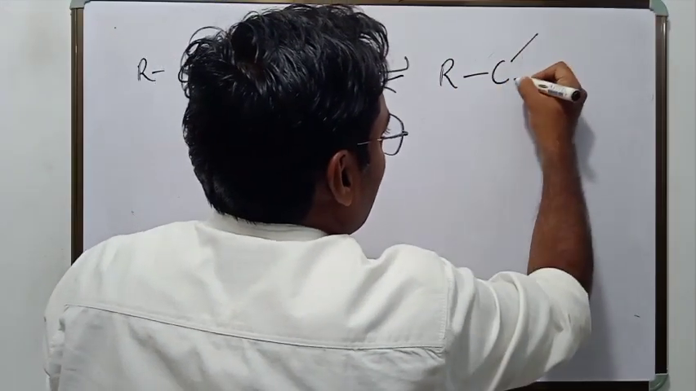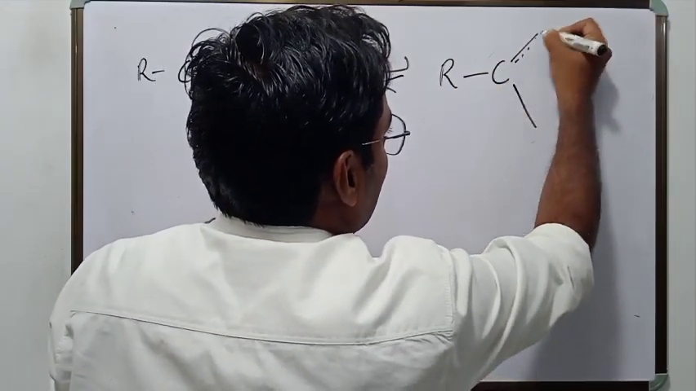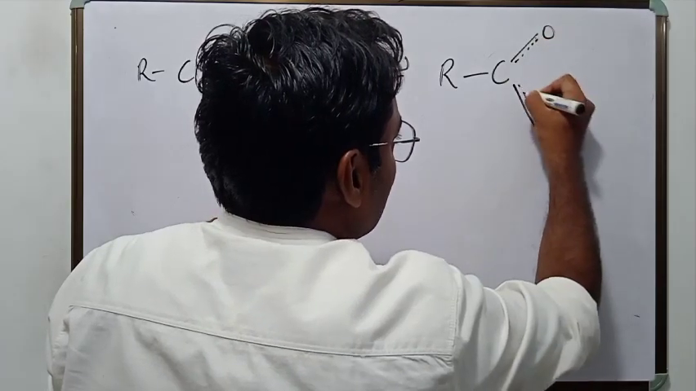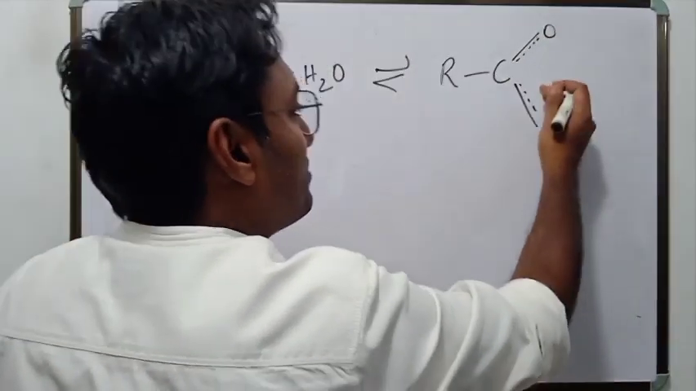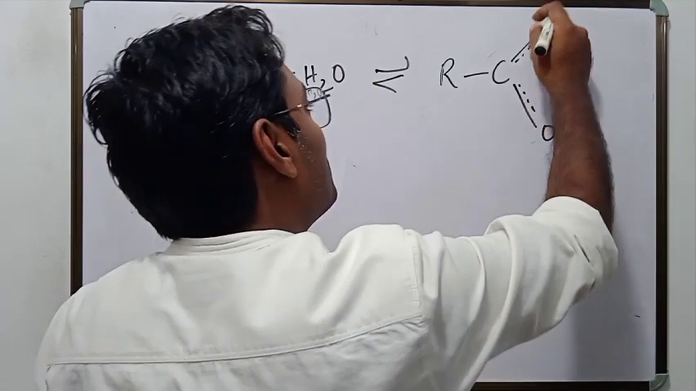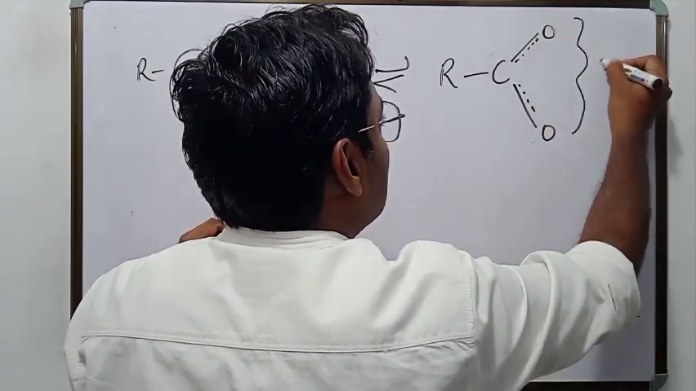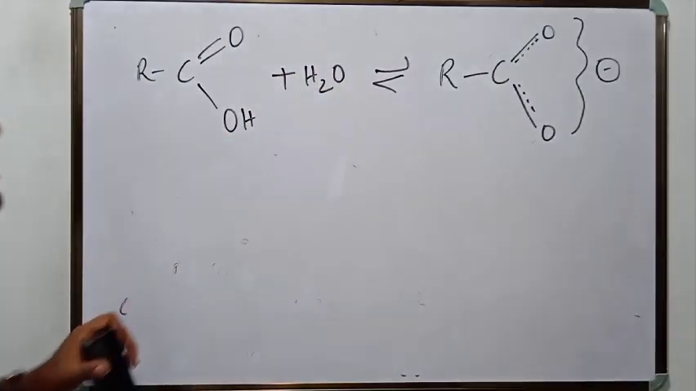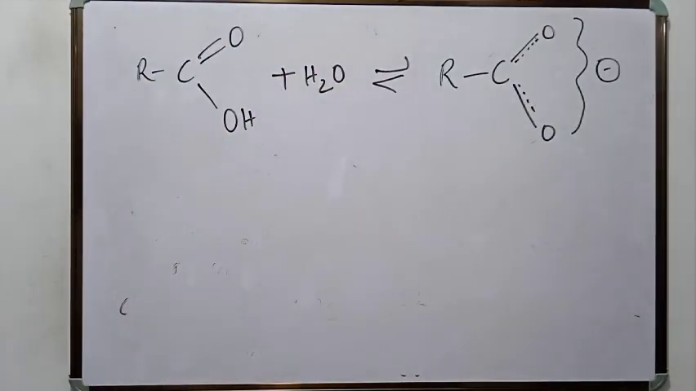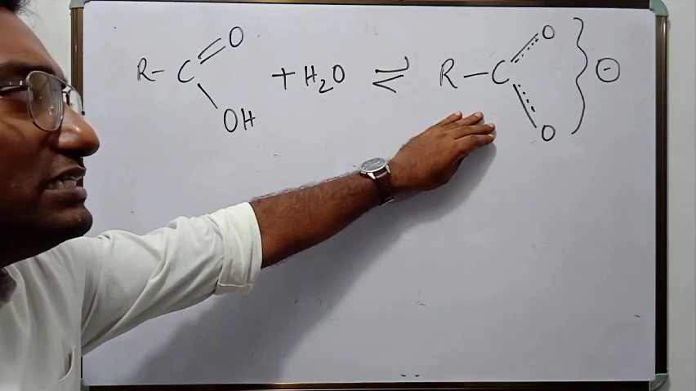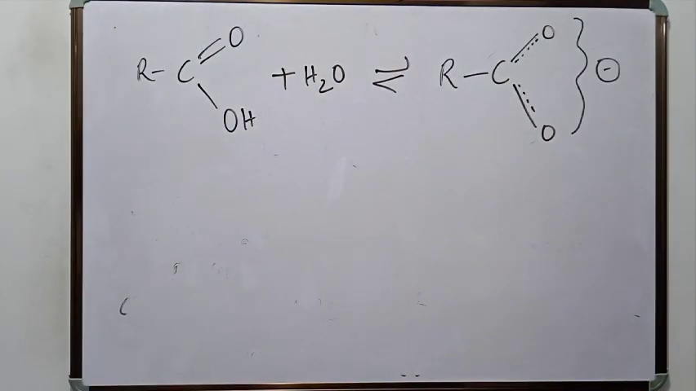This is the correct structure, right? Resonance hybrid structure. Sometimes the double bond is formed here, sometimes the double bond is formed there, and the pi electrons are always delocalized between the two electronegative oxygen atoms. Now this represents the true structure of the carboxylate ion, right?